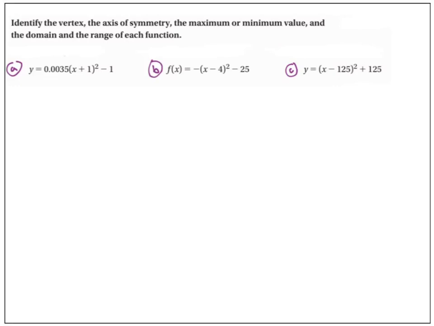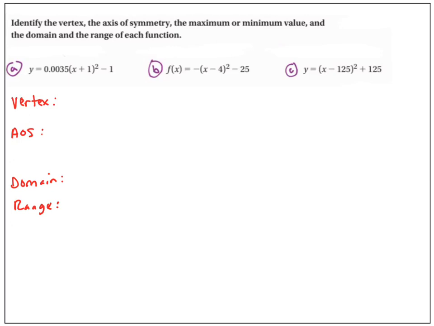So here, they want us to do the same thing for these problems. We're going to identify the vertex, axis of symmetry, max or min value, and domain and range. So we got vertex, axis of symmetry, then we've got our max or min, and then we've got domain, and then we've got range. All right, so let's do the first one together, and then I'll use the others for practice.